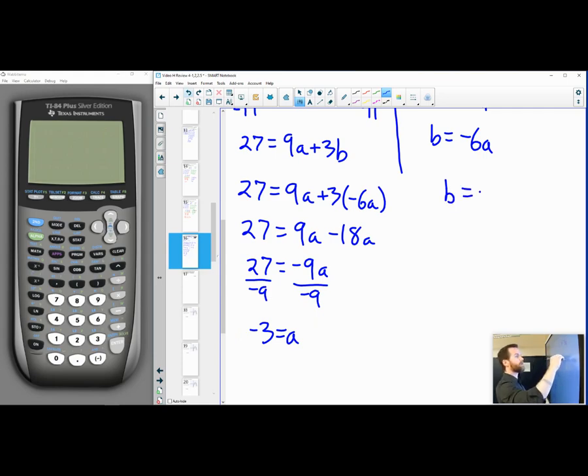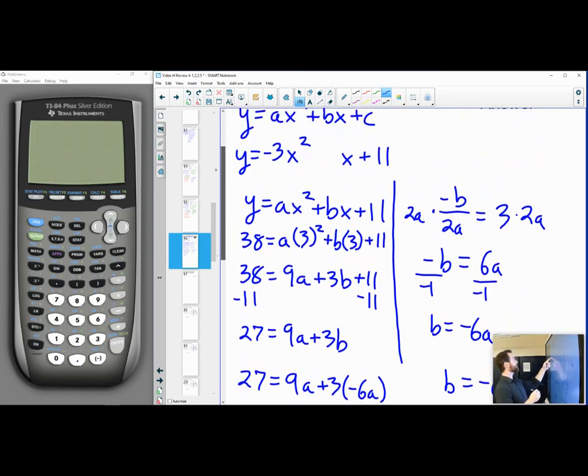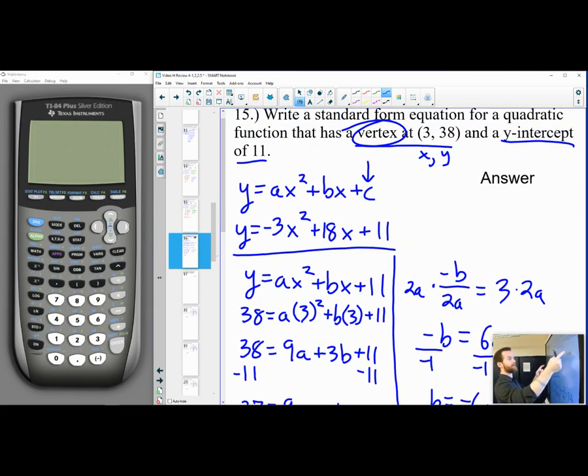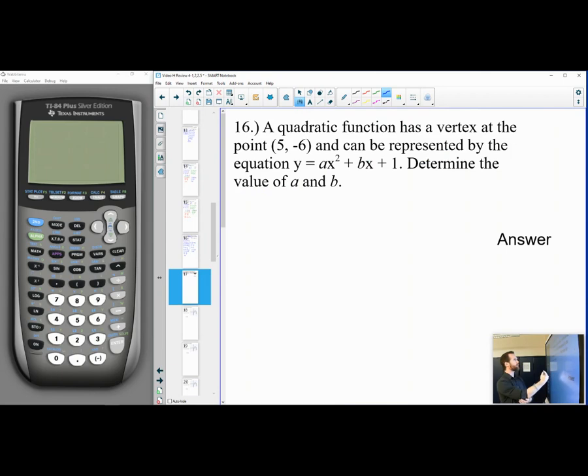So this becomes b equals negative 6 times what was a? Negative 3. And we get b equals 18. And we can plug that in, so it becomes a plus 18, and we are finished. That's our answer. Let's check it against the answer key. Fingers crossed. Negative 3x squared plus 18x plus 11. Excellent. Let's keep on rolling.